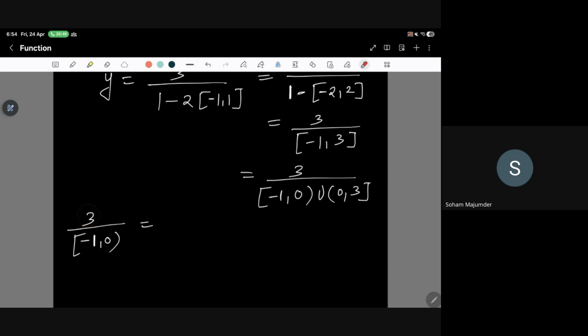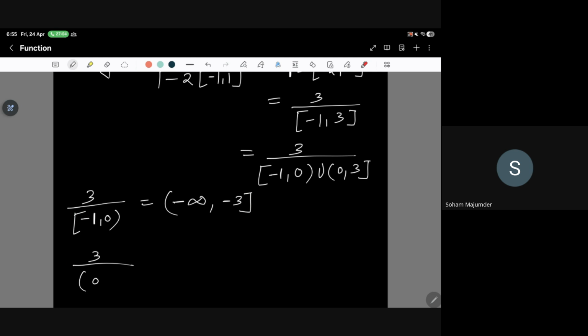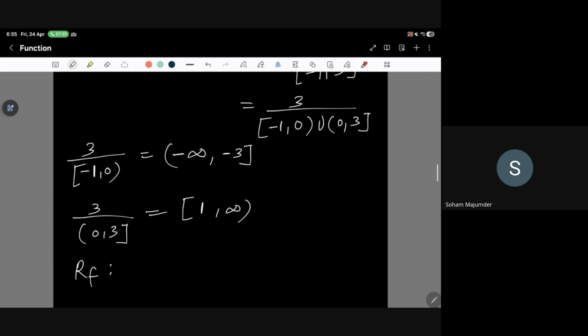So 3 upon some negative quantity which is very small, close to 0, is minus infinity, and 3 upon minus 1 will be minus 3, and since this has a close bracket, you will use a close bracket here. Now for 3 upon 0 to 3, this time you are on the right side of 0, so there will be a small positive quantity. So 3 upon a very small positive quantity means infinity, and 3 upon 3 will be 1. So for the final range, take the union of these two sides.